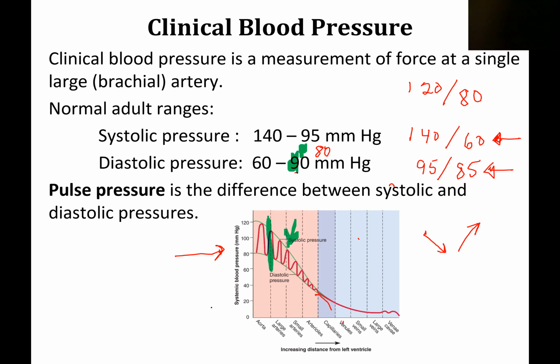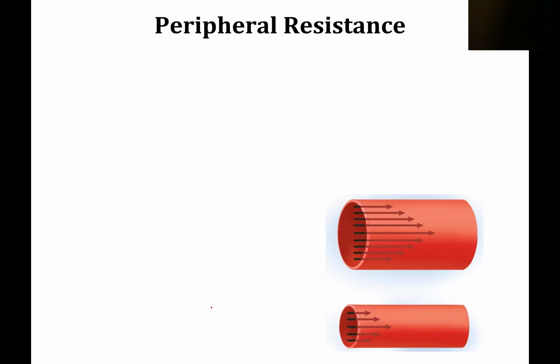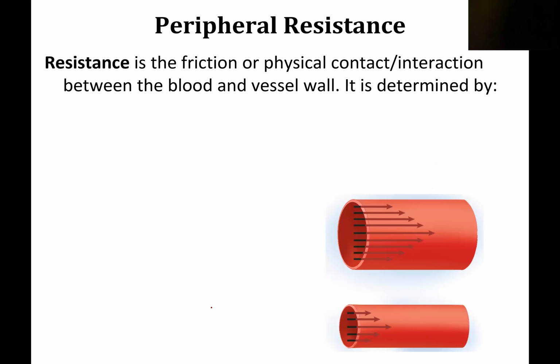All right. Resistance, one of those 3 things that determine blood pressure. We're going to take a closer look at that. Resistance is the friction or physical contact or interaction between the blood and the vessel wall. The vessel wall is stationary and the blood is moving, dynamic.